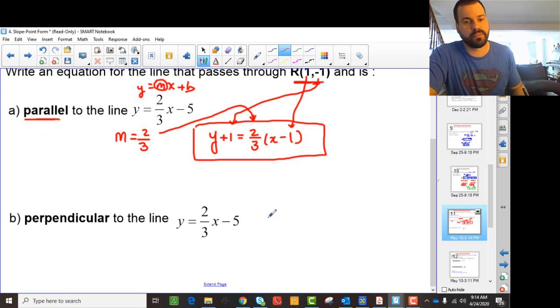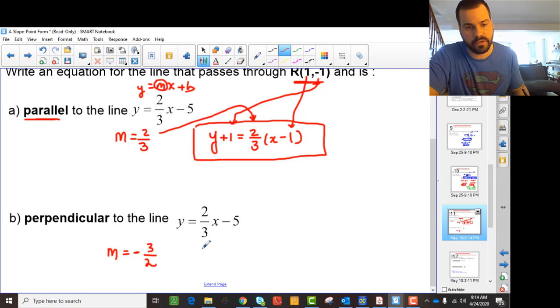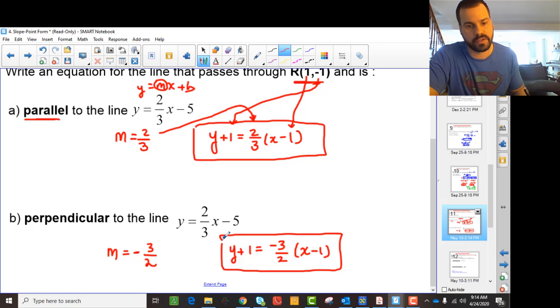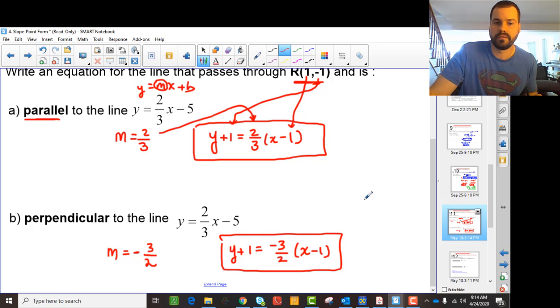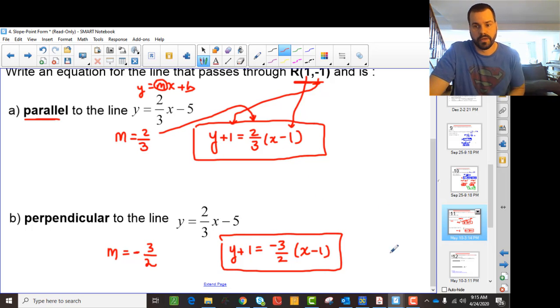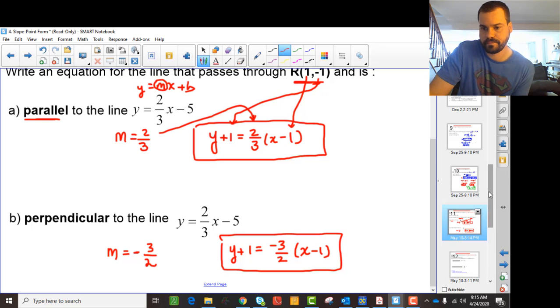Now, what happens if it says perpendicular to the line? So all we do is the slope then becomes, instead of 2/3, we flip it over. We take the negative reciprocals, we flip it over and change the sign. So it's minus 3/2. That's the only thing that changes. So the y plus 1 is the same. We just change the slope, and it's still x minus 1. So if it's perpendicular, you take the negative reciprocal. If it's parallel, you take just whatever the slope is, because they're equal.